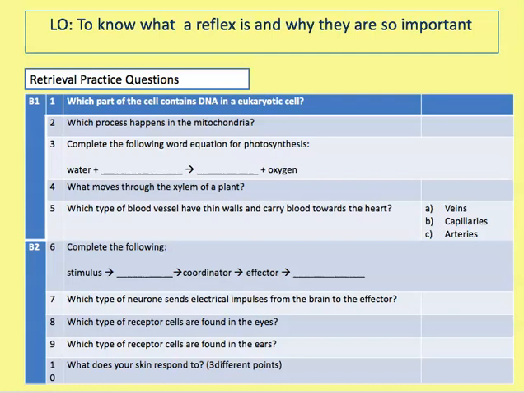Hello everyone. This is the second lesson on the nervous system and it follows the work that we did last time on conscious or voluntary actions. Today we are going to find out what a reflex action is and why they are so important. As always, if you can complete the retrieval practice questions, pause the screencast, have a go at them, try your best, and then when you've finished, unpause and we will go through the answers.